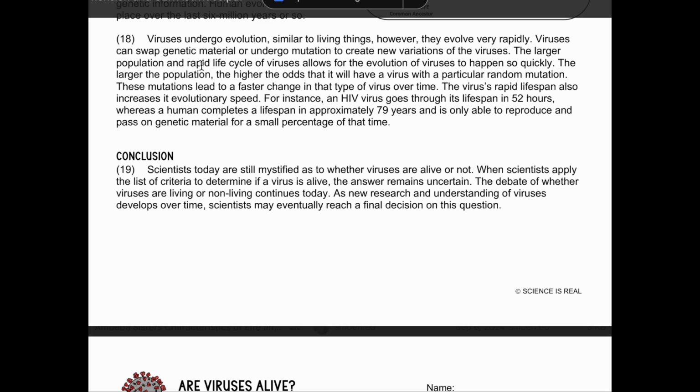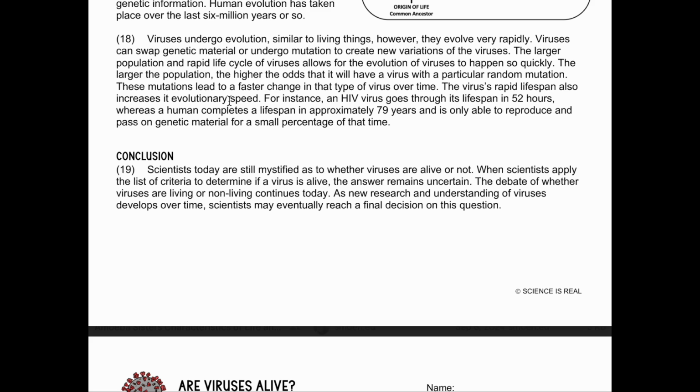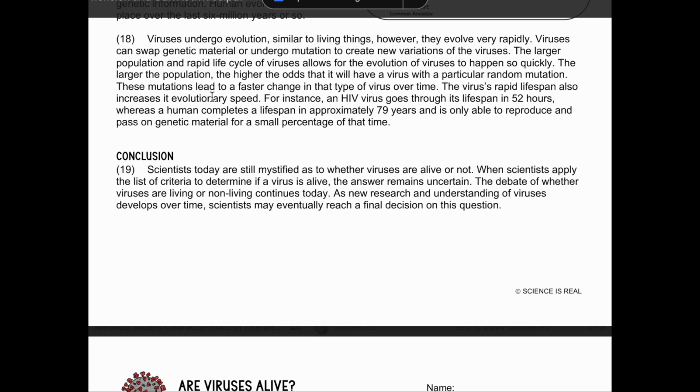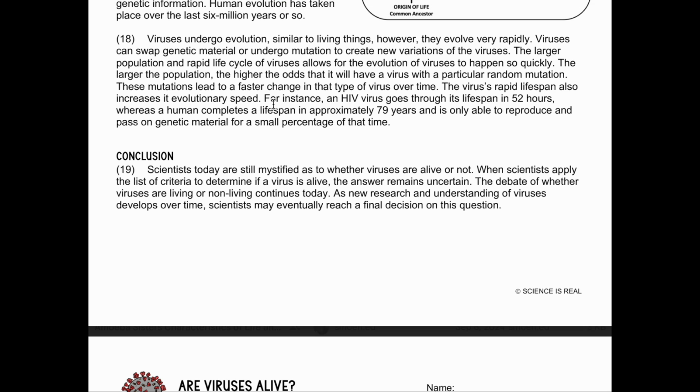The large population and the rapid life cycle of viruses allow for the evolution of viruses to happen so quickly. The larger the population, the higher the odds that it will have a virus with a particular random mutation. These mutations lead to a faster change in that type of virus over time. The virus's rapid lifespan also increases its evolutionary speed.